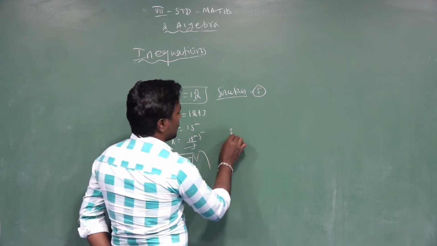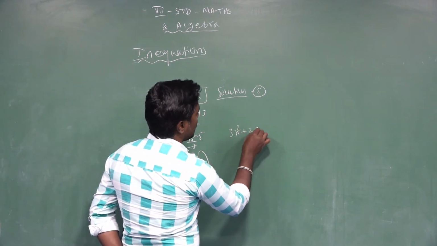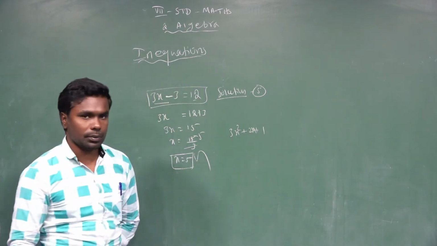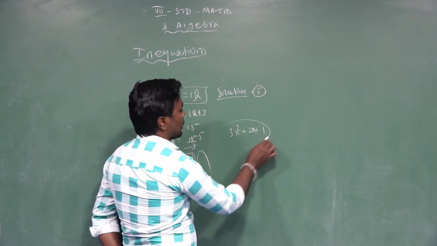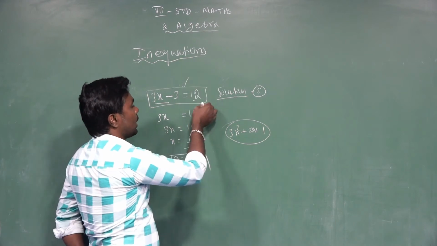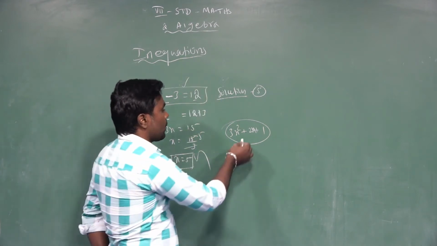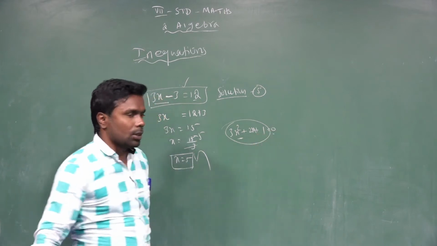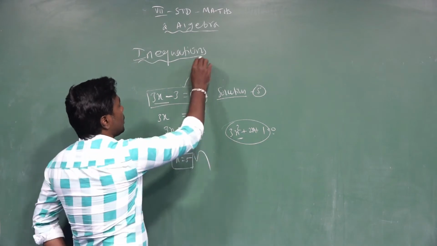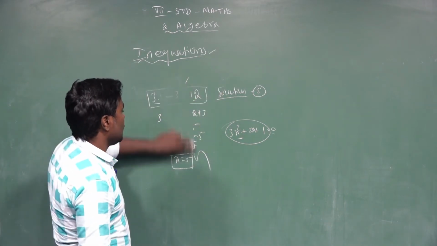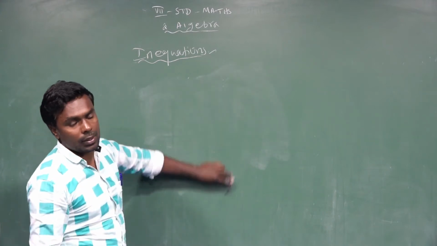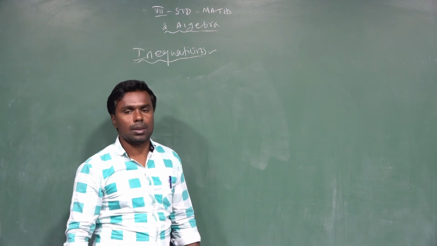For another example, 3x square plus 2x plus 1. This is a quadratic equation which has two solutions. This is a linear equation which has only one solution, and this is a quadratic equation which has two solutions. An equation has solutions: a linear equation has only one solution and the quadratic equation two solutions.